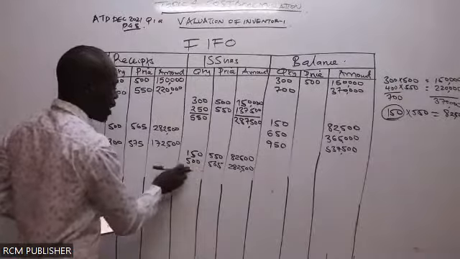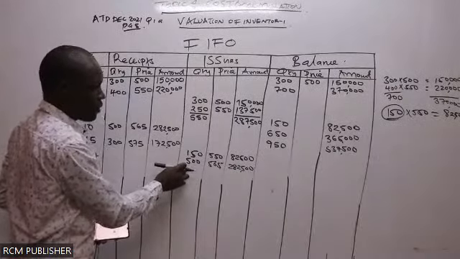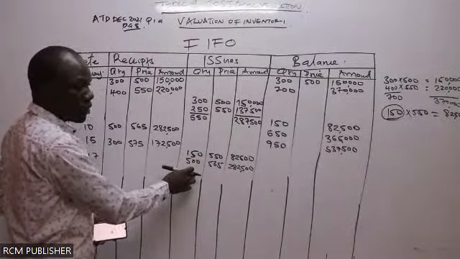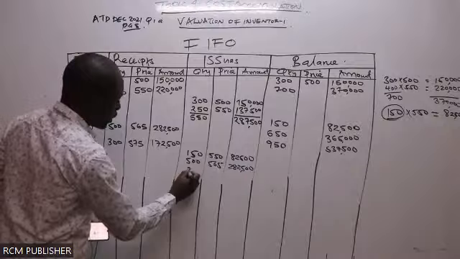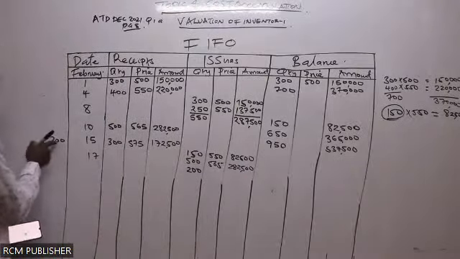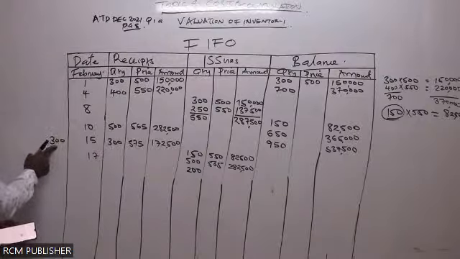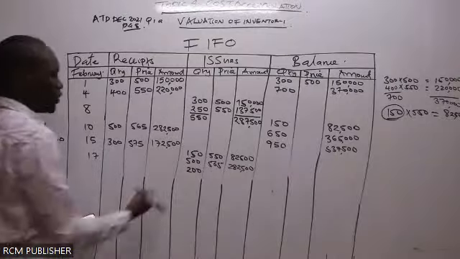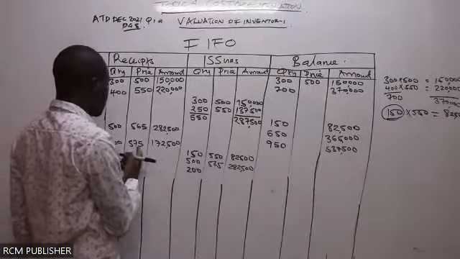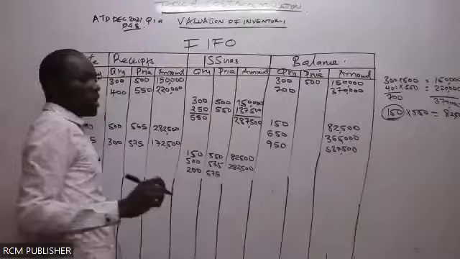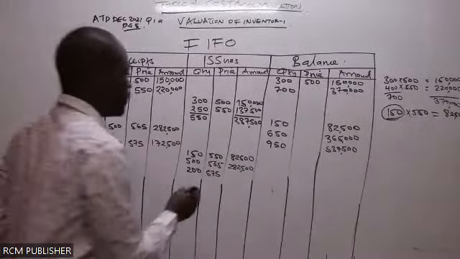So what am I going to add here to make it 850? 200. So I need to get 200. Where will this 200 come from? This 200 is now taken away from the 300 units that are here. So it means the balance is 100 units. So let's now distribute. This 200 was brought in at 575. So 575 by 200, how much do we get? 115,000.